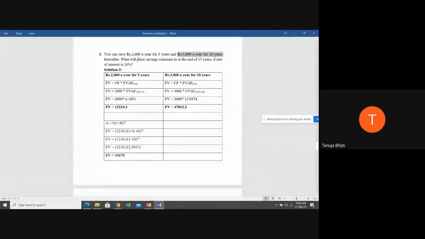What will these savings accumulate to at the end of 15 years if the rate of interest is 10%? Remember, students, 2000 is being deposited for a period of 5 years. When the 5 years are over, thereafter for 10 years, 3000 is getting saved. They're asking how much will be accumulated at the end of 15 years if the rate of interest is 10%.